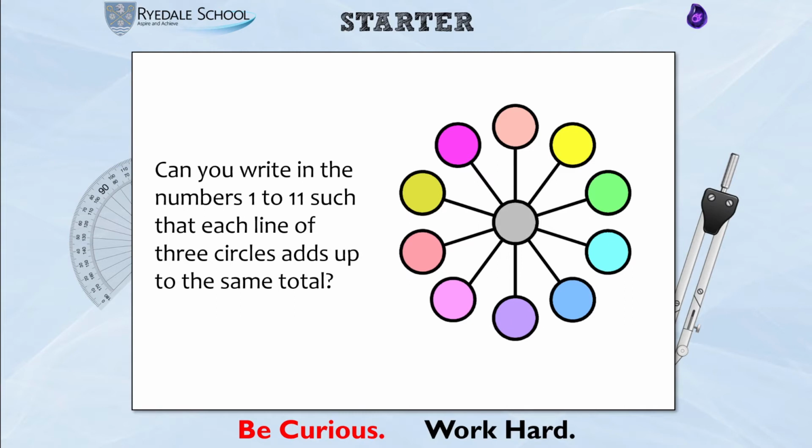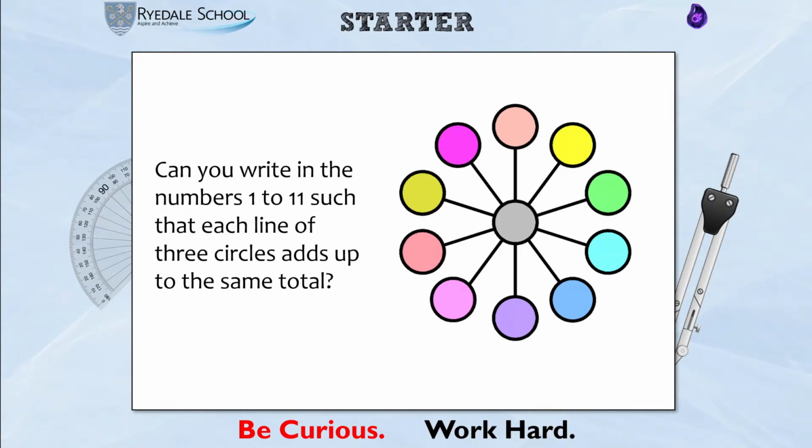What I mean by each line is you will see there's a line going across, there's a vertical line, and there are some diagonal lines. Each of those rows of 3 circles has to add up to the same total. So pause the video here and see if you can figure it out.